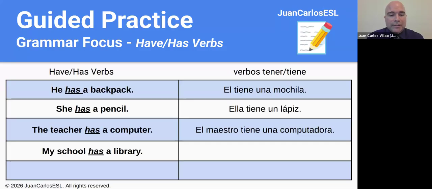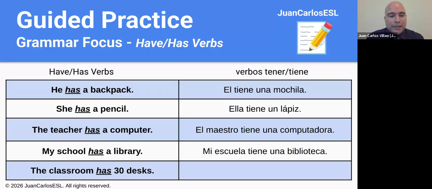My school has a library. Mi escuela tiene una biblioteca. The classroom has 30 desks. El salón de clases tiene 30 escritorios.